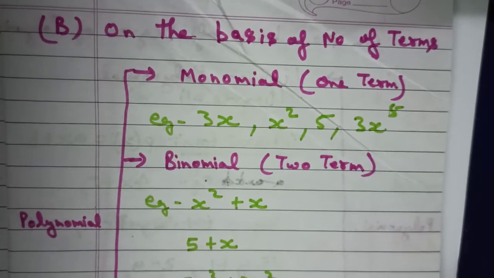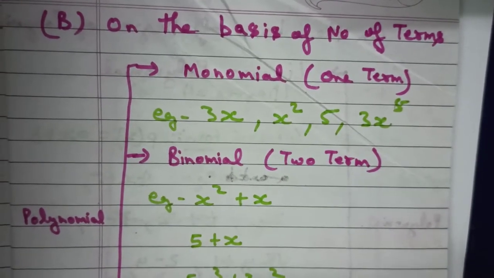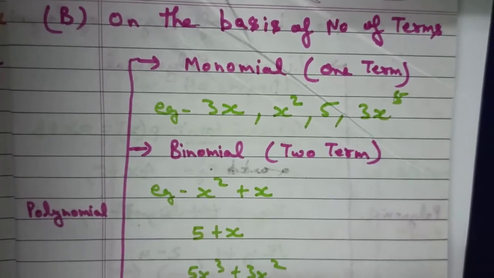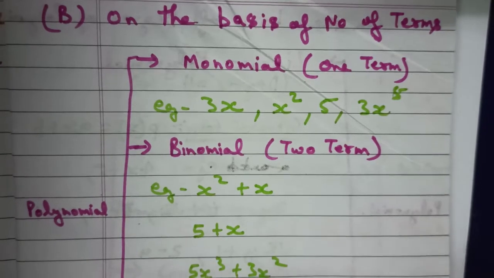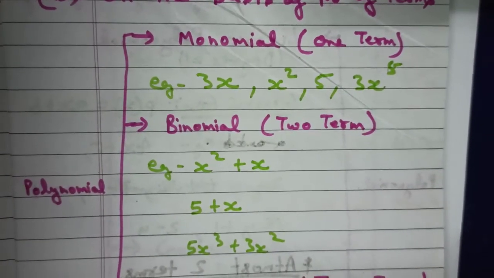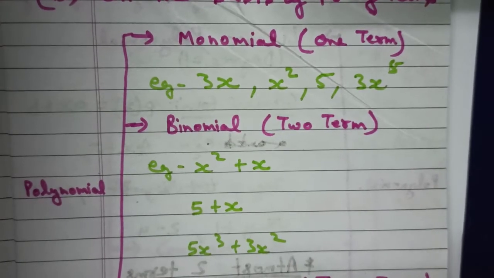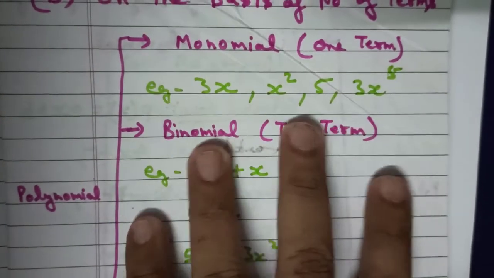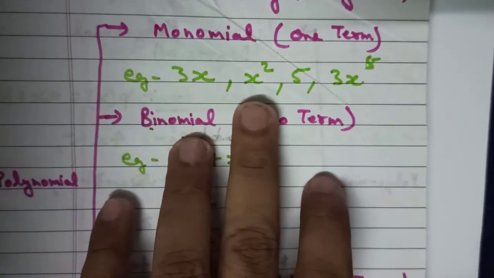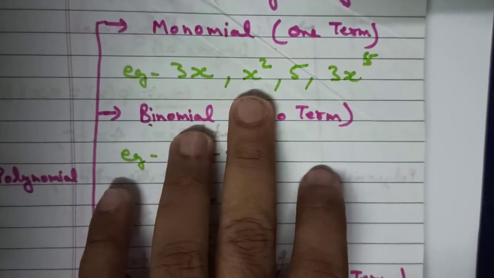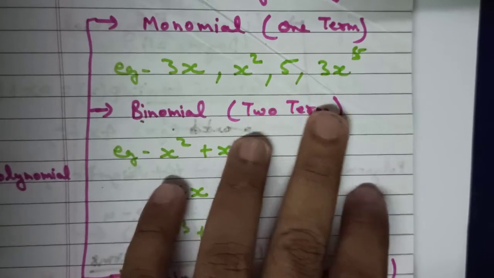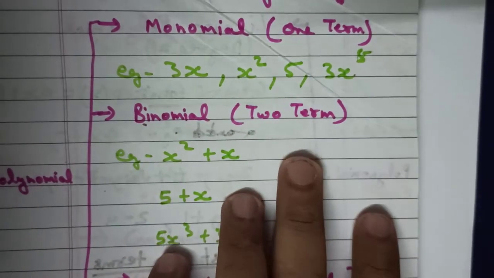Second classification is the classification of polynomial on the basis of number of terms. This you have already studied in your junior classes. On the basis of number of terms, a polynomial can be a monomial. Monomial means a polynomial which is having only one term. Like for example, 3x is a monomial, it is having only one term. Second example is x square, it is also a monomial. 5, that is a constant polynomial, is also a monomial. So these are some examples of a monomial.